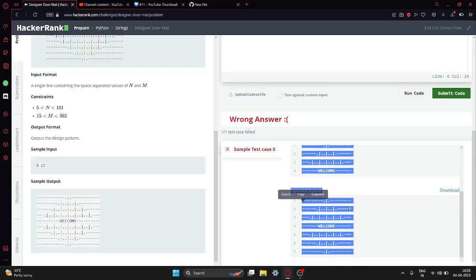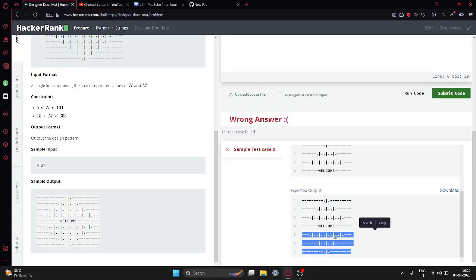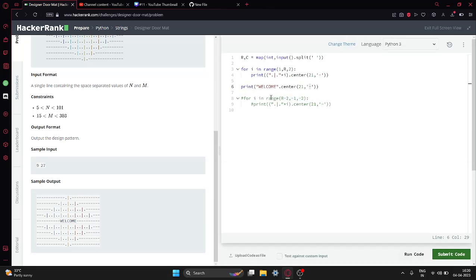Yes, it came until here, and we need to do this part. In this part we need to decrease the number of symbols, like 5 to 3 to 1. Here we are creating a for loop which, in the upper part, increased, and now it is decreasing: R minus 2 down to minus 1. This is the starting point, this is the ending point, and this is the step. To make it go downward, we are keeping it minus.